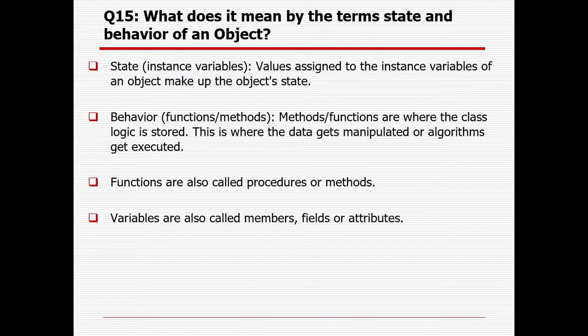What is meant by the terms state and behavior of an object? State is known as instance variables. Values assigned to the instance variables of an object make up the object's state. Whenever we define some values or declare some variable, that is called state. Behavior is also known as functions or methods. Methods or functions are where the class logic is stored. This is where the data gets manipulated or the algorithm gets executed. Functions are also called procedures or methods in Java, and variables are also called members, fields or attributes in Java.